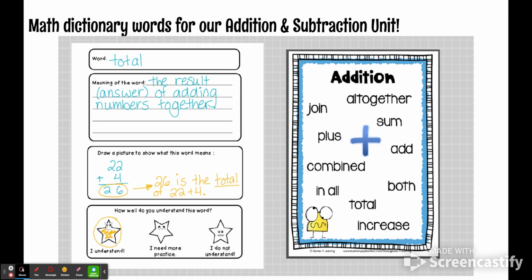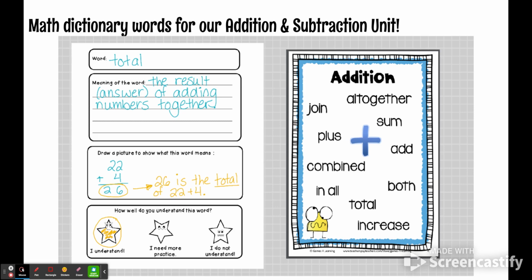Now, I had to look this up, and I know you're going to say, whoa, Miss Taylor, you should know this by now. You should know what total means. And I do. But sometimes, and maybe you have this too, it can be hard to explain what words actually mean when we use them so often. So I headed to Google just to make sure that I had the right meaning. So if it's the result of numbers, okay, we kind of get that. So let's go down to where it says draw a picture to show what this word means.